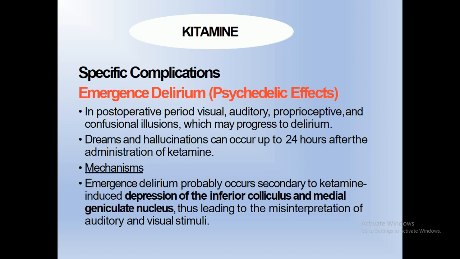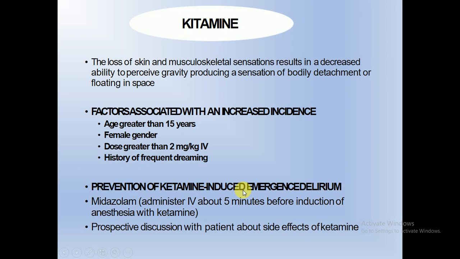These are the specific complications due to use of ketamine. It causes emergence delirium, psychedelic effects, and postoperative visual, auditory, proprioceptive and confusional illusions, which may progress to delirium. Dreams and hallucinations can occur up to 24 hours after the administration of ketamine. Its mechanism: emergence delirium probably occurs secondary to ketamine-induced depression of the inferior colliculus and medial geniculate nucleus, thus leading to misinterpretation of auditory and visual stimuli.